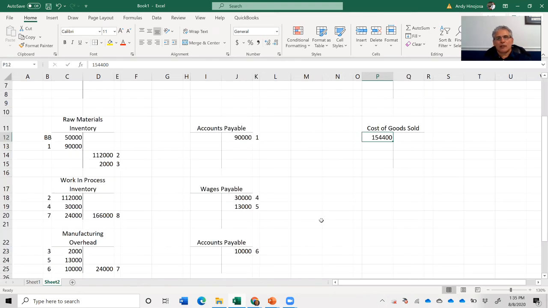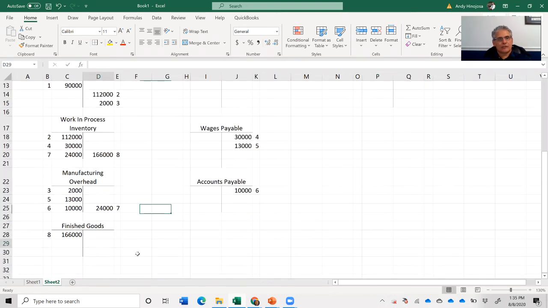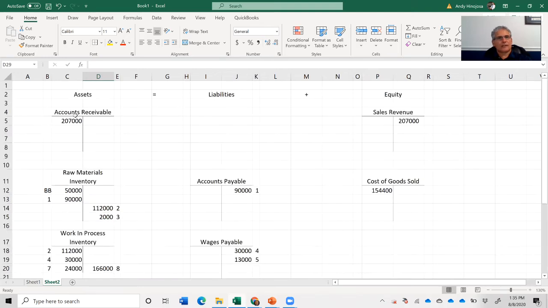And then we're going to credit finished goods. Oh, by the way, let's go back before we do anything else. Let's make this number 9 here. For the sale, we're going to go ahead and use number 9 to record that journal entry. Now for the cost of goods sold, we know that $154,400 is going to be charged. Since that's really part of the same entry, we'll refer to number 9 on that.